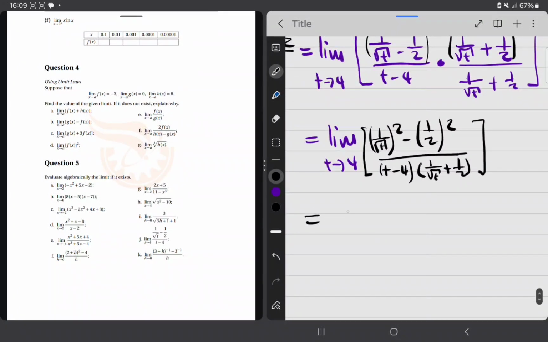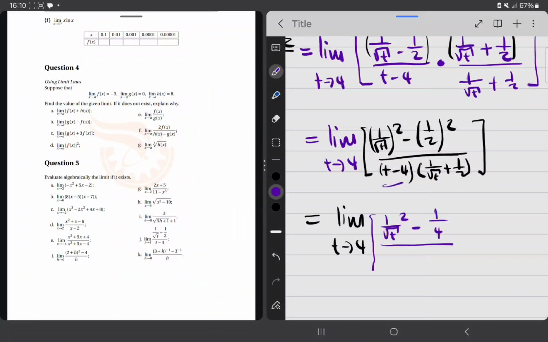And what am I going to get? This is going to be the limit as t goes to 4 of, what am I going to have now? I can square the first thing. It's going to be 1 over root t squared minus 1 over 2 all squared, which is 1 over 4. And this is all over, now what do I have? In the denominator, we still have t minus 4 multiplying 1 over root t plus a half. I won't expand.